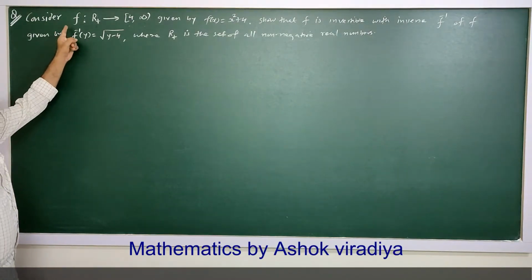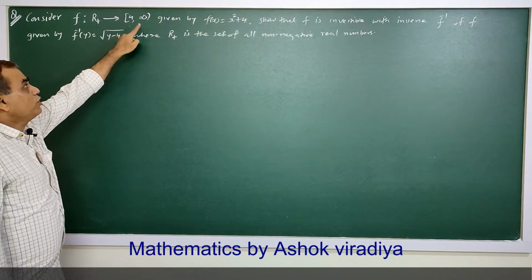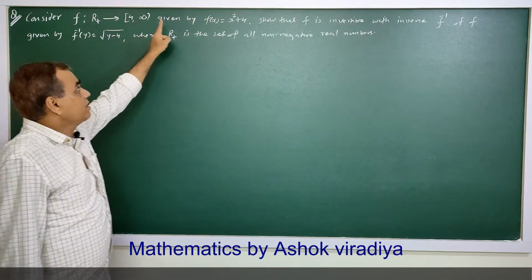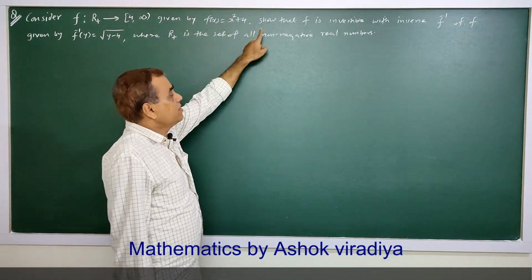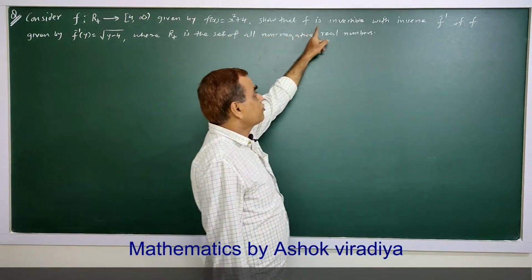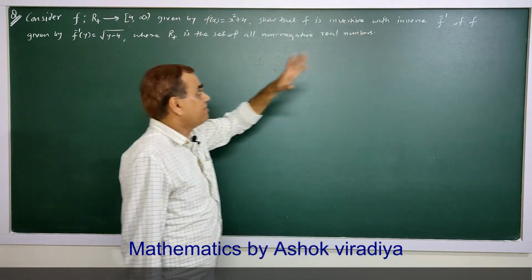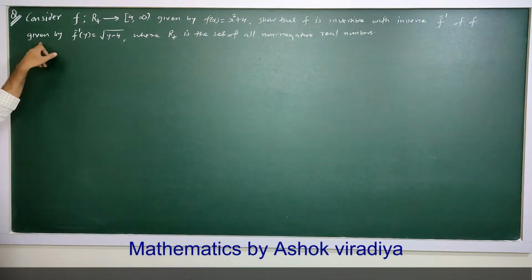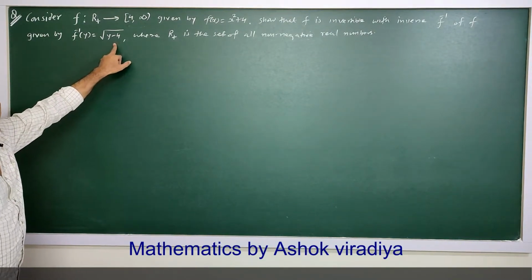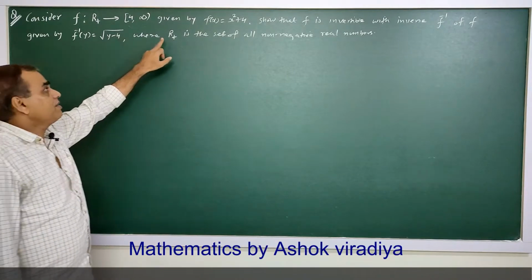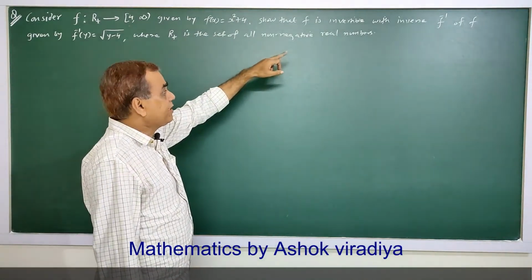Consider f from R plus to [4, infinity) given by f(x) = x square plus 4. Show that the function is invertible with inverse g, given by f inverse of y is square root of y minus 4, where R plus is the set of all non-negative real numbers.